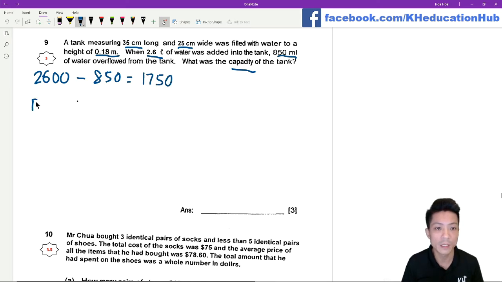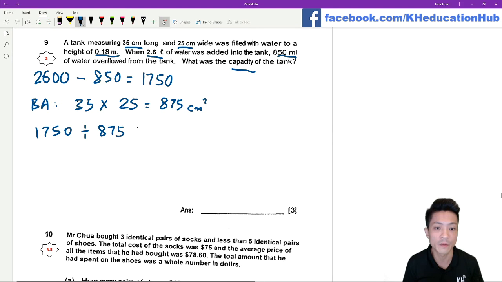Now I need to find the base area of the tank. Base area is 35 times 25, which will give me 875. Now I'm gonna use 1750 divided by 875 to find what is the increase in the height, which is 2 cm.